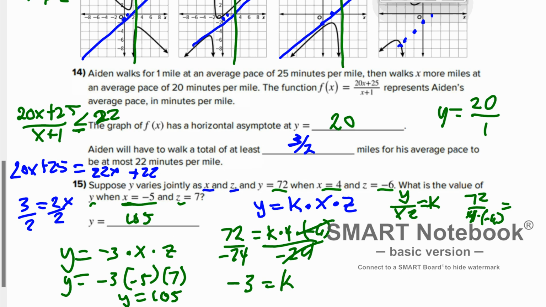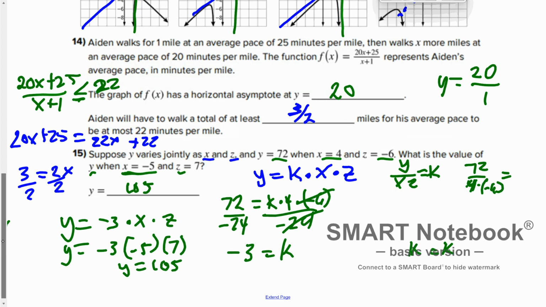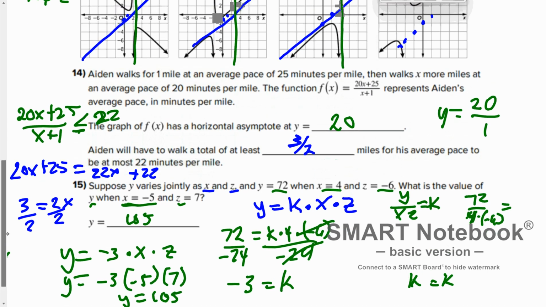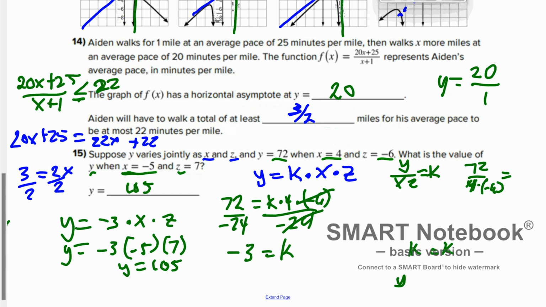So you can always set your k equal to k, meaning I can set, let's get a little more room. Now you can't even see it. That's great. Now I can set that equal to y1 over x1 z1 equal to a second y over a second x and a second z. So you can set it up as a proportion and solve it that way if you wanted to. So I can set this equal to y over -5, 7, and solve it that way as a proportion. So there's 2 ways that you can solve number 15 there, and you'll still get 105 as an answer.